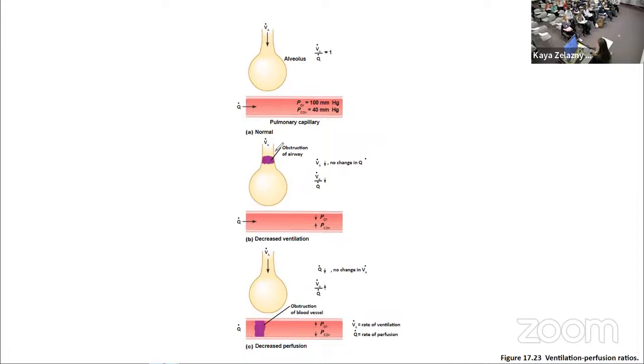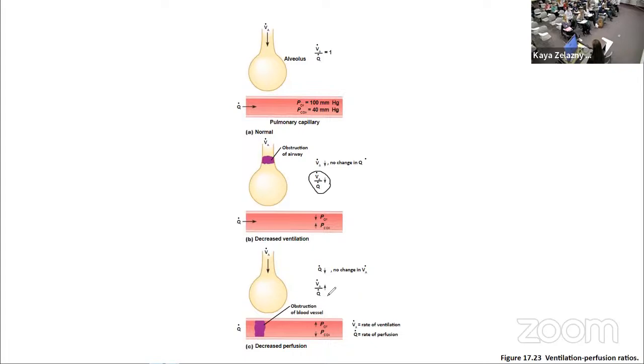So if you obstruct that airway, you're going to see a decrease in the ventilation, but nothing's changing about the perfusion because you haven't touched the capillary. If you block that capillary, you're going to see a change in that perfusion value, right? But nothing's going to change with our ventilation value because you didn't do anything to the alveolus. So if we looked at the overall ratio, you'd see it drop below 1 if you block the airway because you're dividing a smaller number.